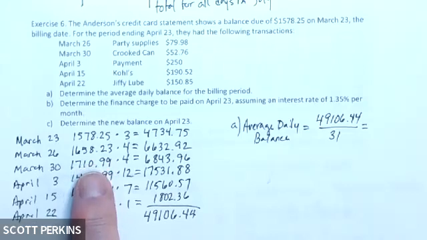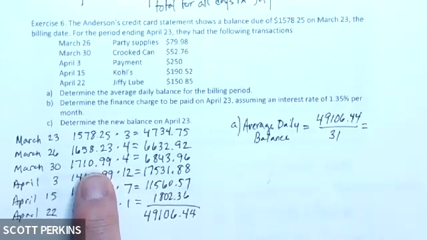Then on the 30th, they went to the Crooked Cam. So that brought their balance up to $1710.99. And again, starting from the 30th, the balance doesn't change again until April 3rd. So that's the 30th and the 31st, and then April 1st and April 2nd. That's 4 days. Then they finally make a payment on April 3rd and bring the balance down to $1460.99.